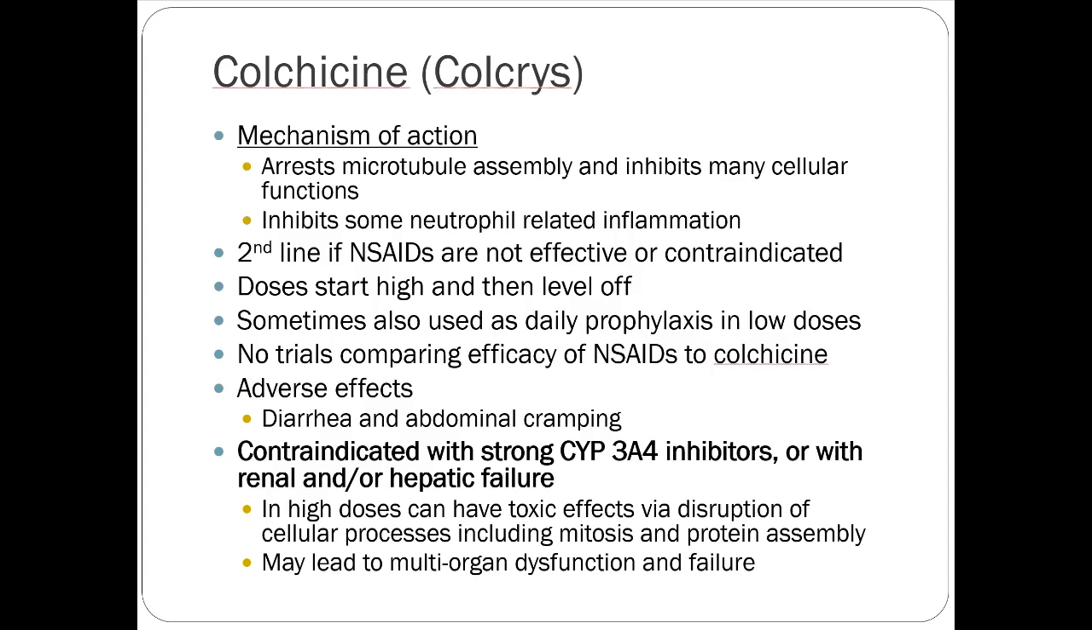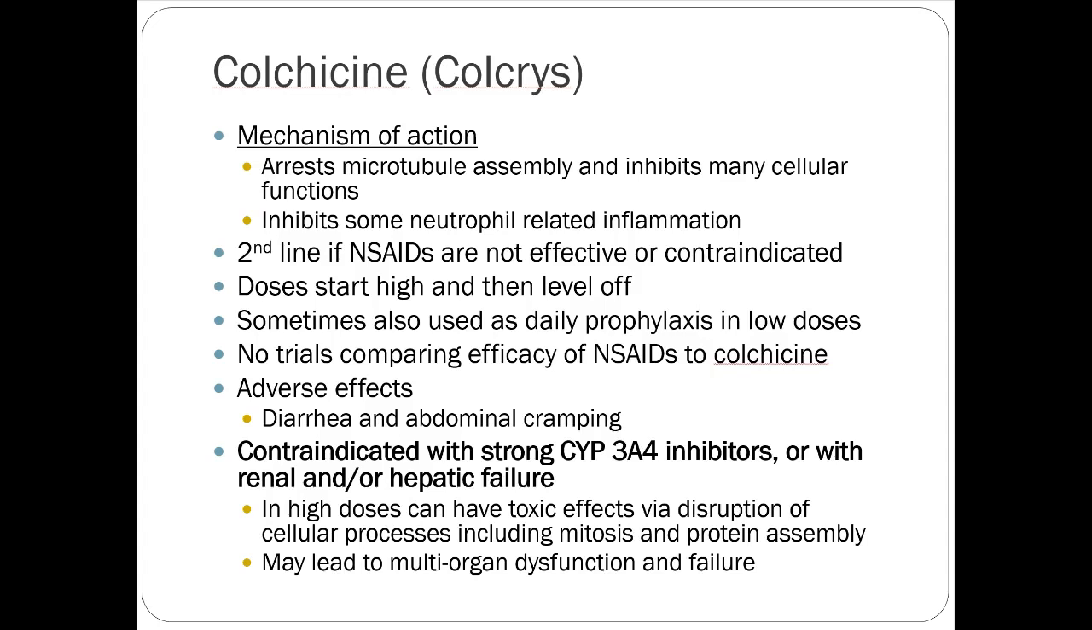Colchicine is a drug we haven't talked about yet, and its mechanism of action is that it arrests microtubule assembly and inhibits many cellular functions and inhibits some neutrophil-related inflammation. It's kind of an obscure drug. It's still used for gout. It's got some issues with it. A lot of times people will say that your second-line therapies either are glucocorticoids or colchicine, and a lot of people are probably more comfortable with steroids than they are colchicine.